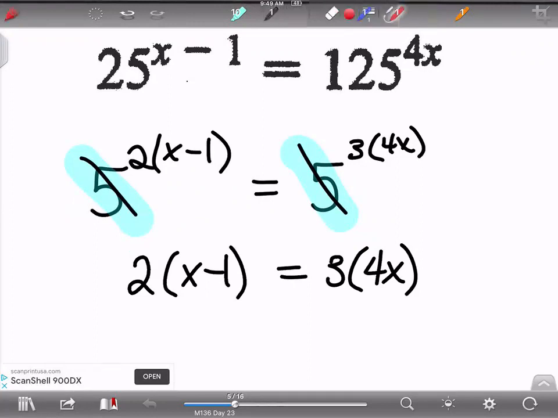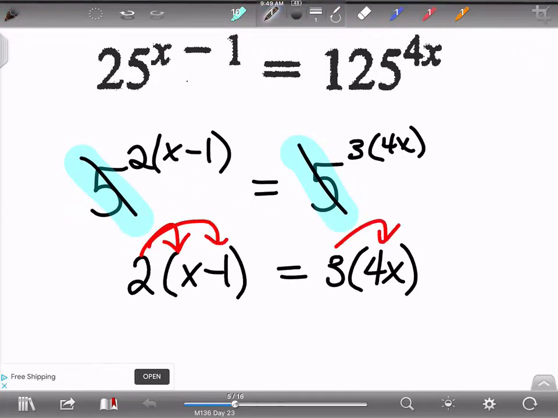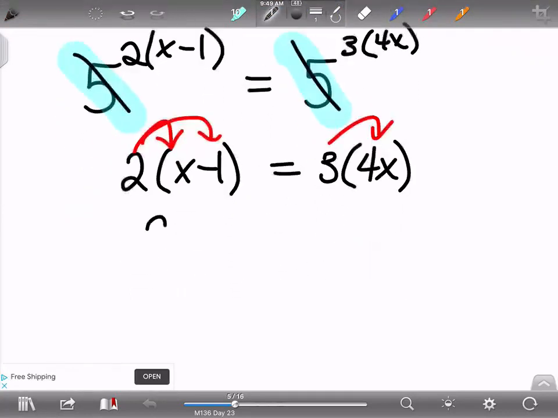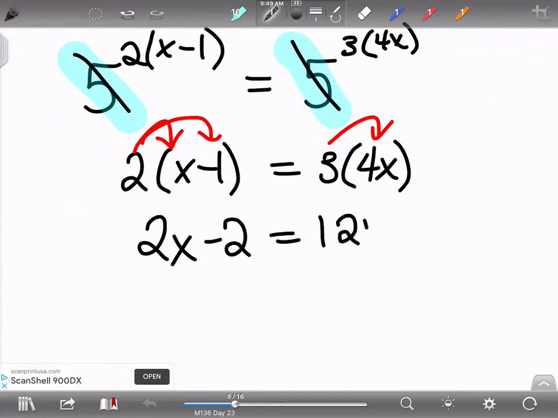Now we're going to distribute to get rid of our parentheses. I'm going to take 2 times x to get 2x, 2 times -1 to get -2. And then on the right-hand side, 3 times 4x, which is 12x.